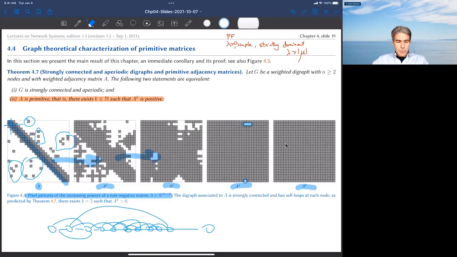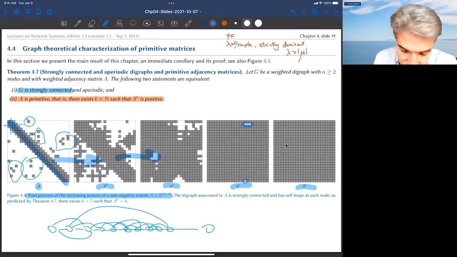I should say in some books, people refer to this as regularity of the non-negative matrix. I think it was Gantmacher who did that. Now, the theorem is, well, we already know that if the matrix is primitive, then it's also irreducible. And we know that the matrix is irreducible if and only if the graph is strongly connected. So we already know that. The question is, what is the additional property that my graph needs to satisfy in order for the associated adjacency matrix to be primitive?